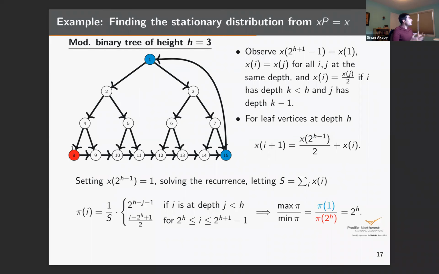And to give you a sense, as I mentioned, these values can be quite skewed. If we take, for instance, the largest to smallest values to get a sense of how far apart those are, in this case, the largest are achieved by these vertices in blue, the smallest by this vertex in red. Even though the out-degrees of these nodes are bounded by 2, we still get that this ratio is 2 to the h, where h is the height of this tree.